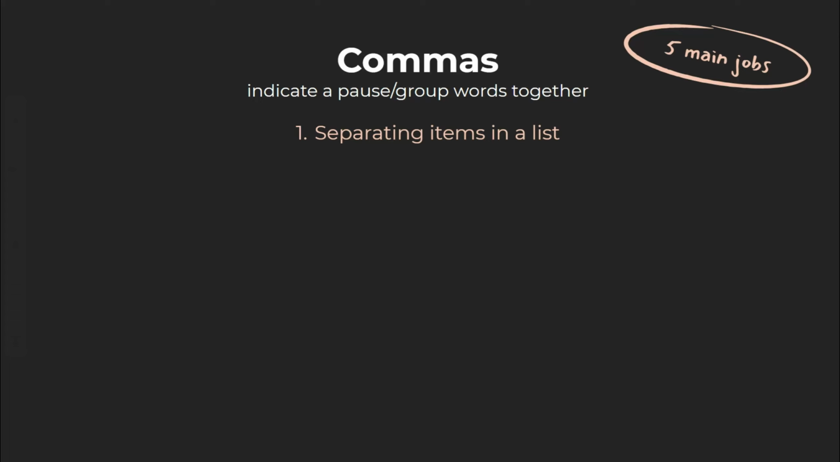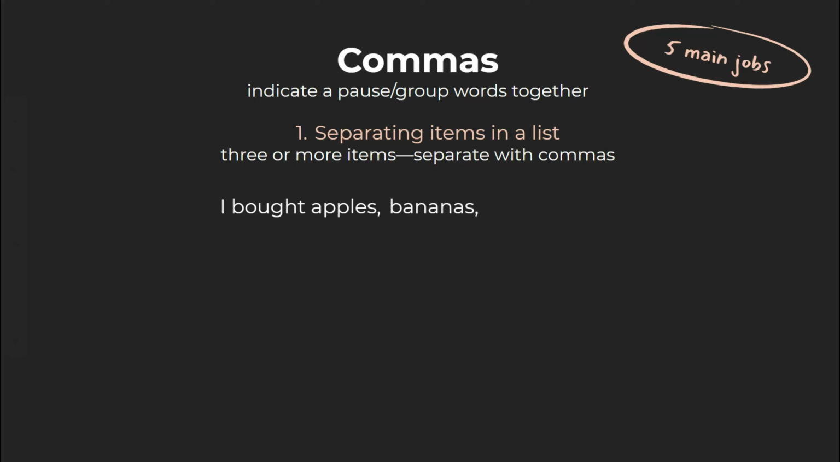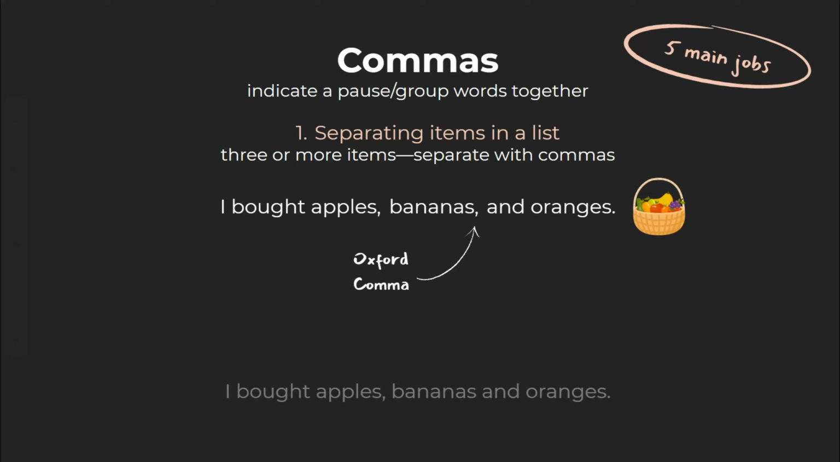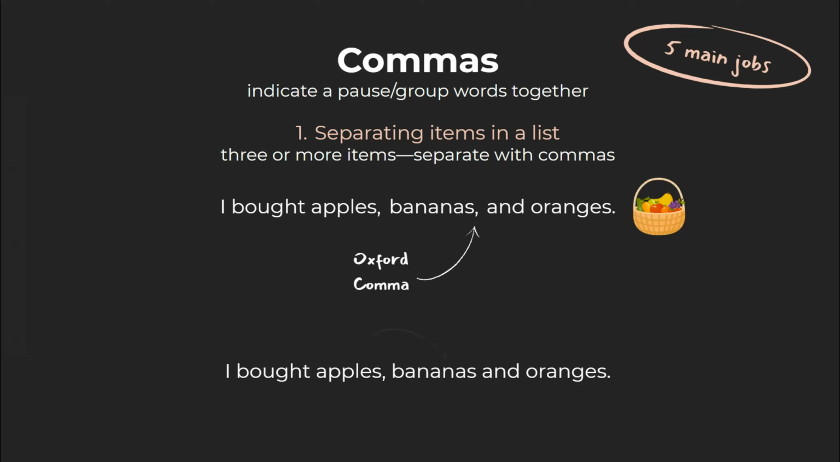This is one of the most common and familiar uses of a comma. When you're listing 3 or more items, you separate them with commas. For example, "I bought apples, bananas, and oranges." That final comma before "and" is known as the Oxford comma or serial comma. Some styles leave it out, but using it often makes your writing clearer, especially when the list is more complex. But it's equally fine to write "I bought apples, bananas and oranges" without the Oxford comma before the "and." Either way is fine as long as you're consistent.